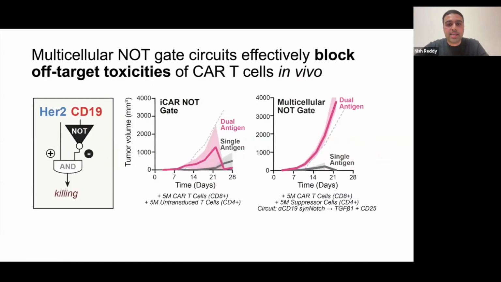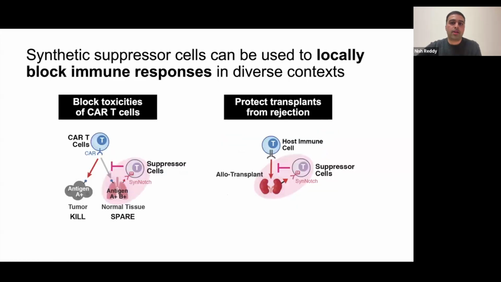And so what we see is that in the context of the two tumor model that I mentioned before, this iCAR receptor is not able to completely suppress killing of the dual antigen tumor. Whereas our two-cell system that has both a CAR T cell and a suppressor cell leads to more robust protection of this dual antigen tumor from CAR T cell killing.